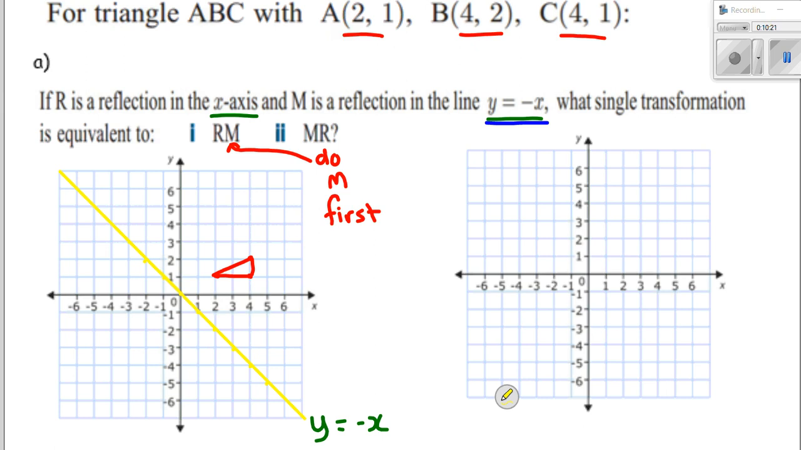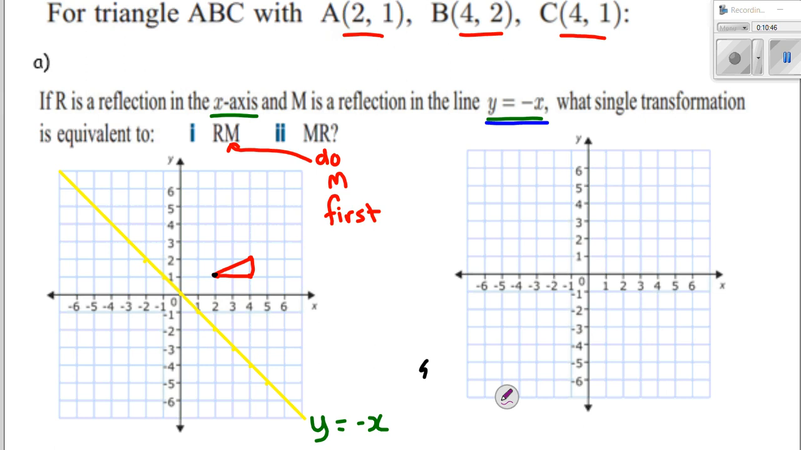I'm going to do this in purple if it will let me. Fingers crossed. Will it make purple happen? No, it won't, it's making it black. That's okay, I'll just do it in black. So M is a reflection in the line y equals negative x. If I reflected this point A across that line, where would it end up?